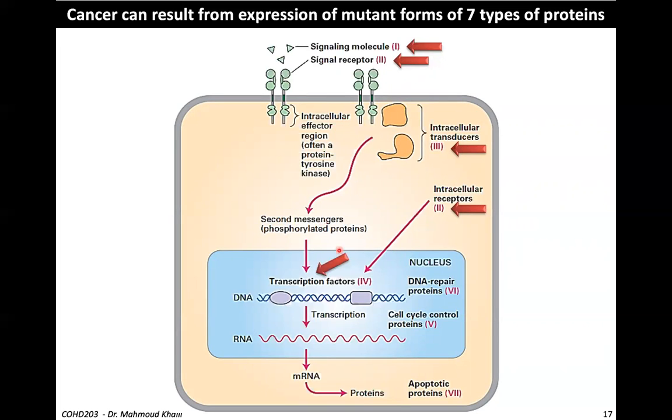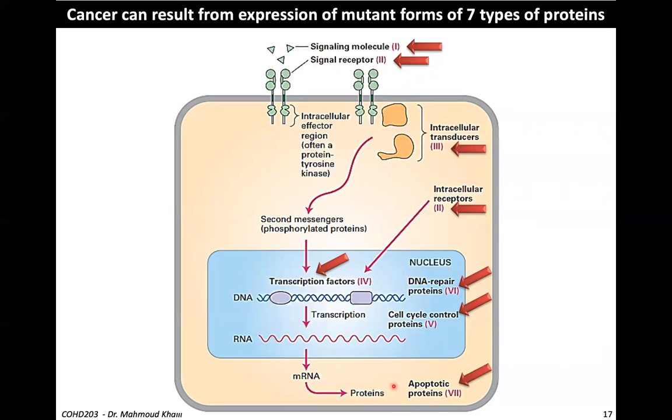The fourth set of proteins involved in cancer progression is the transcription factors. We have just two: majorly P53, and the second one is c-Myc. The fifth class of protein is the cell cycle control proteins. There are a lot of proteins that control progression through the cell cycle. Any abnormality in these may lead to cancer. The sixth, and the main topic of our lecture today, is the DNA repair proteins. Any abnormality in the DNA repair proteins may lead to cancer.